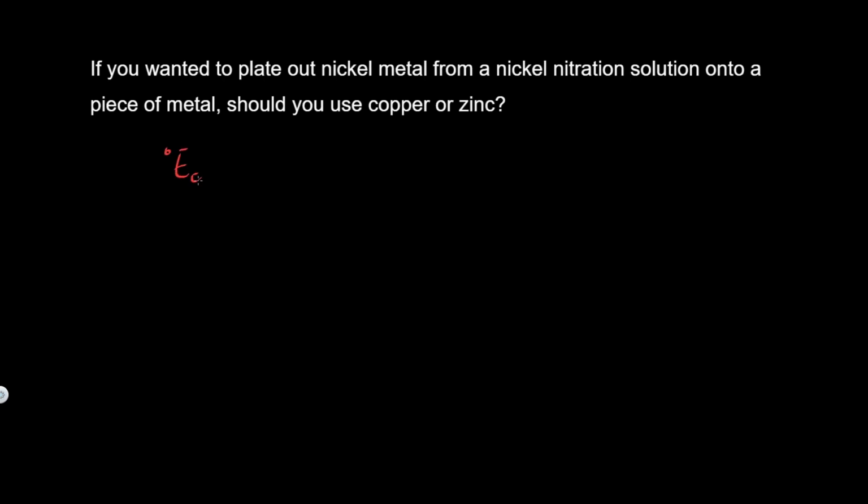E for the whole cell should equal the reduction side of the reactant minus the oxidation side of the reactant, and this has to be positive. Here's a quick way of doing it. It's always going to be reduction reactant minus oxidation, but you don't flip it. You want to keep it as a reduction potential.